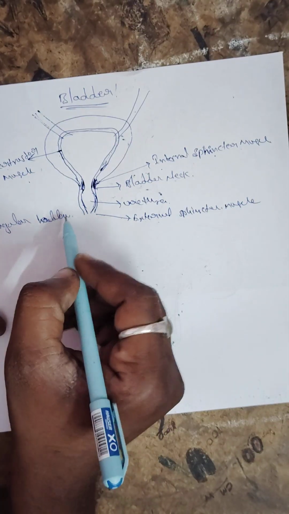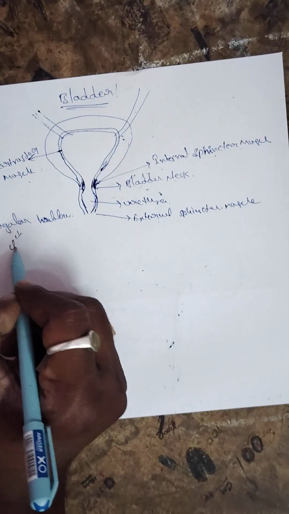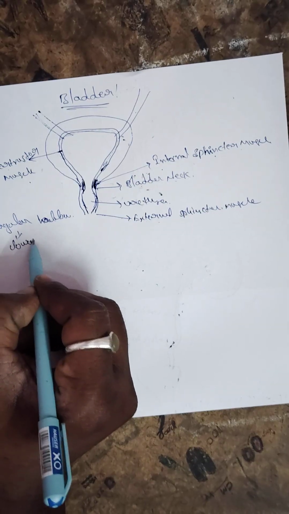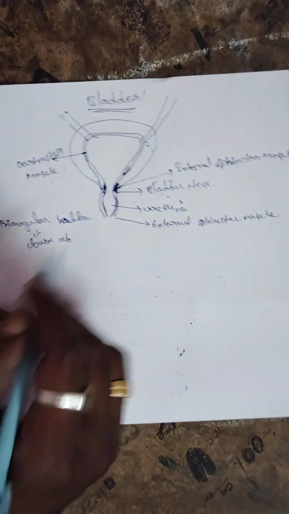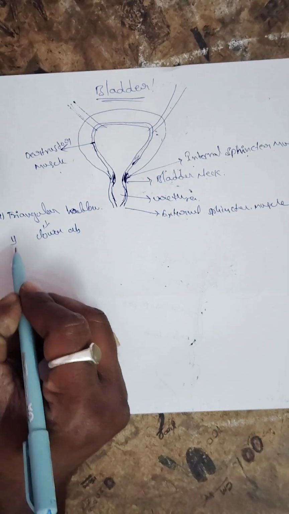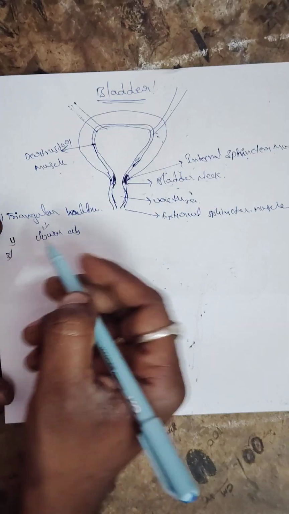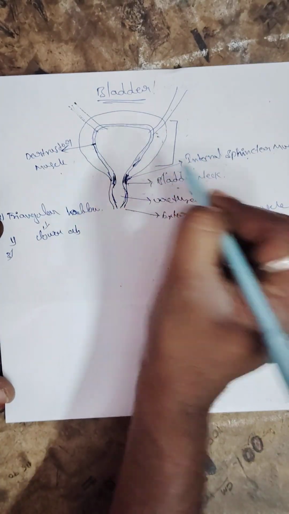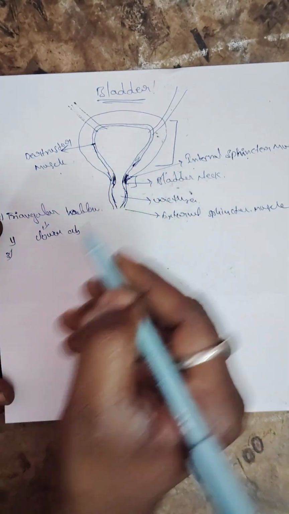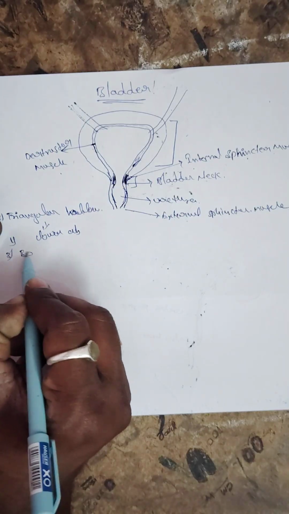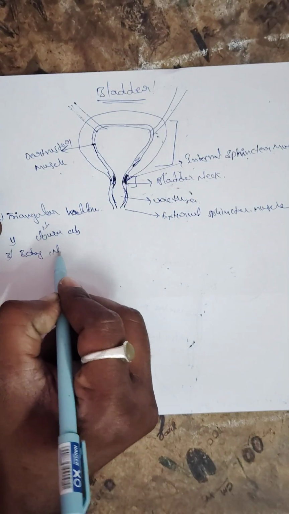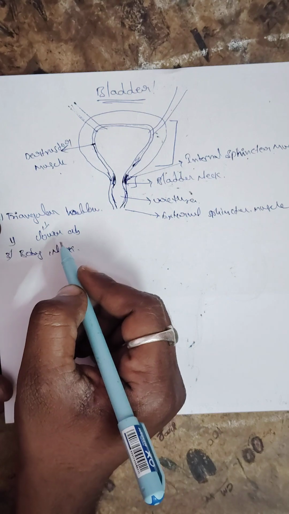The second point is its location: it is located in the lower abdomen. And what is the third point? It contains mainly two parts. This is called the body, and this is called the neck. It is majorly made up of the body as well as the neck.